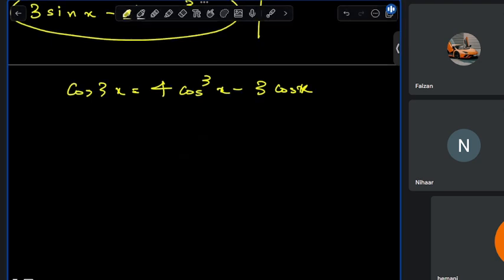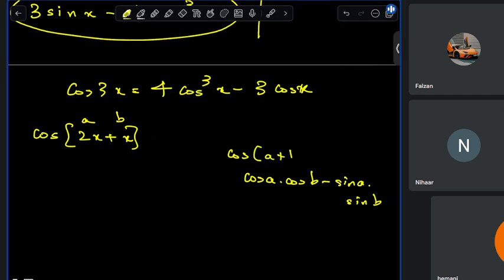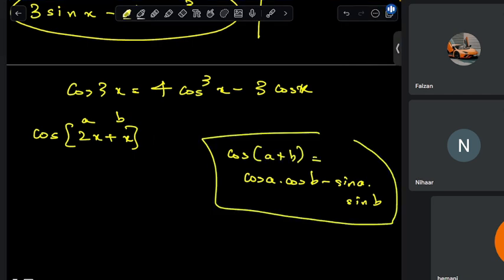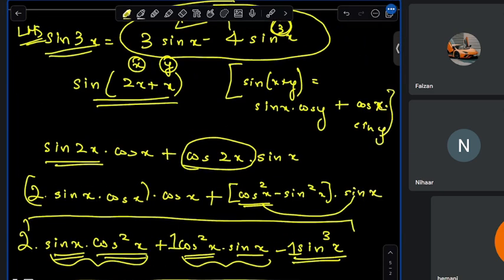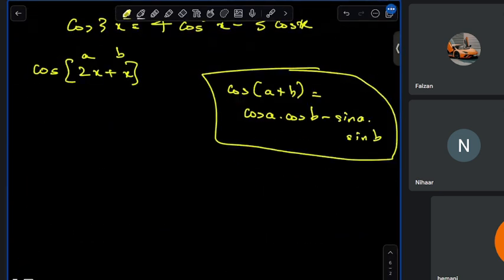Wait. Left hand side we start with again. How do you write it? Cos of 2x plus x. What is cos of x plus y? Okay, tell me in terms of a plus b. Cos a plus b is what? Cos a cos b minus sin a sin b. Do you remember this or what? You should remember. Cos of a plus b is just like sin of a plus b. It's just that cos of a plus b is this formula: cos a cos b minus sin a sin b.